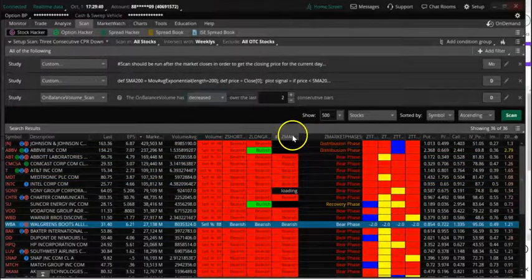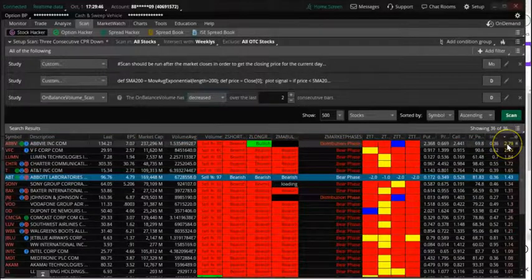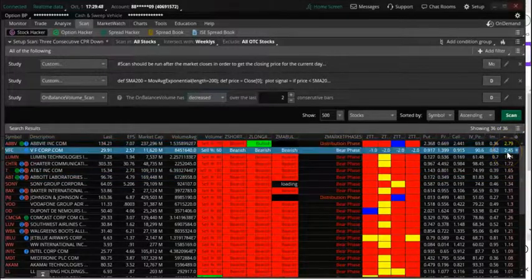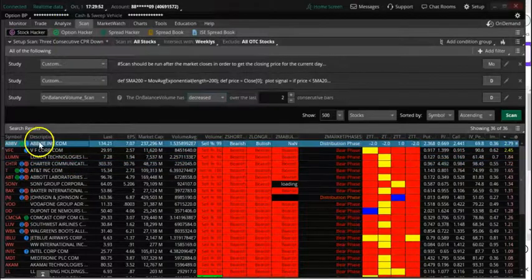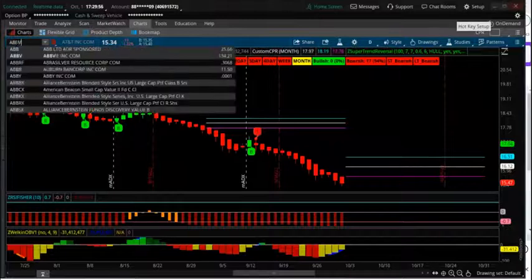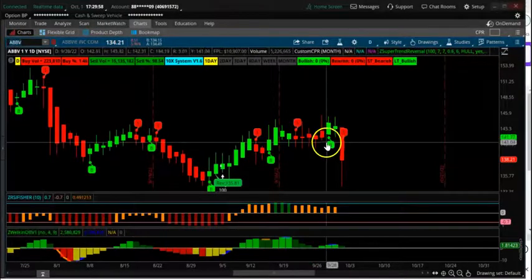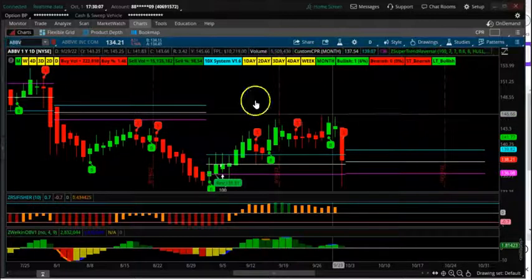Okay, now let's look at by volume. Okay, ABBV, BFC. ABBV chart. Okay, you can see a sell signal here. Okay, so this is also a good setup.